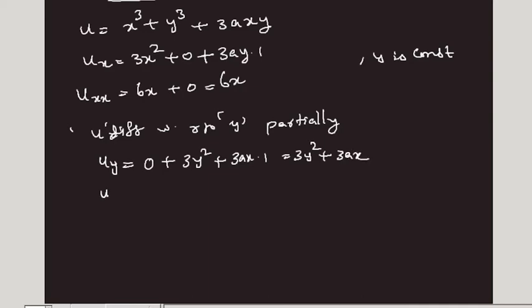So here if we differentiate once again with respect to y, 3y square we can write as 6 into y, plus 3ax is 0. Why? Because all the terms are constant. So answer is 6y.